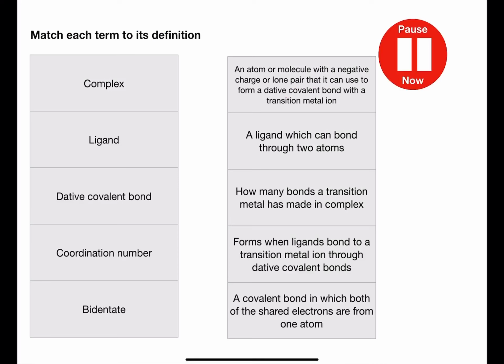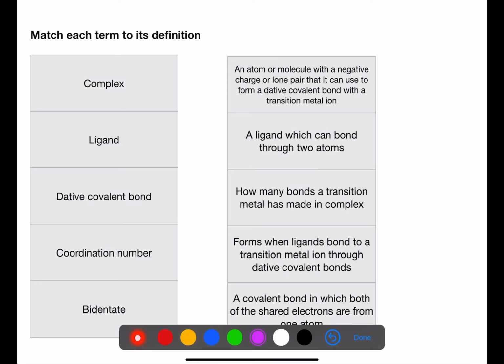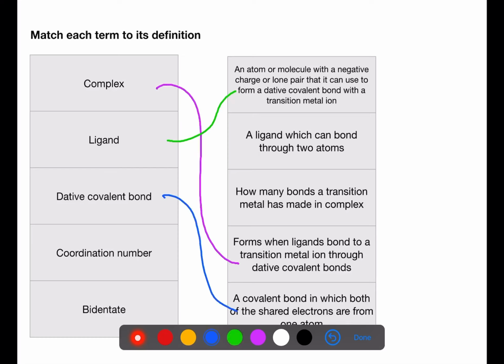Pause the video now and try to match each term to its definition. A complex is the name given when a ligand bonds to a metal through dative covalent bonds. A ligand is an atom or molecule with a negative charge or lone pair that it can use to form a dative covalent bond with a transition metal. A dative covalent bond is one in which both of the shared electrons are from one atom. The coordination number is how many bonds a transition metal has in a complex, and a bidentate ligand is one which can bond through two atoms.